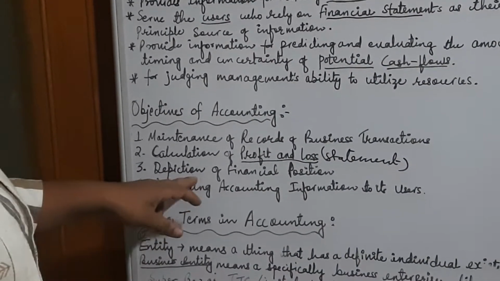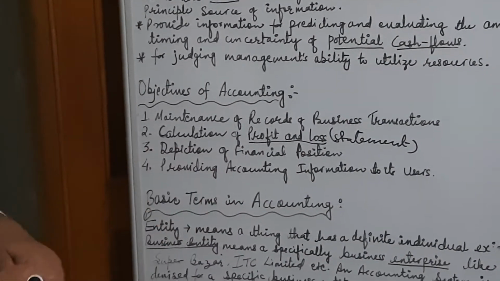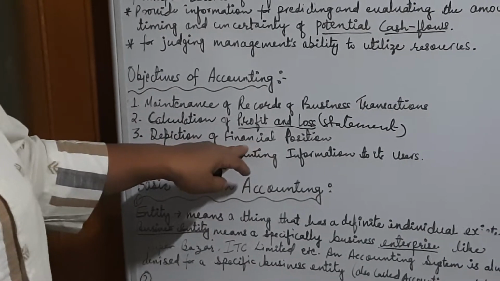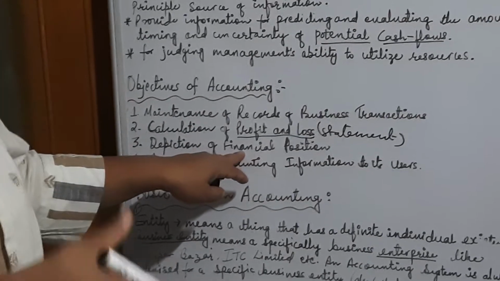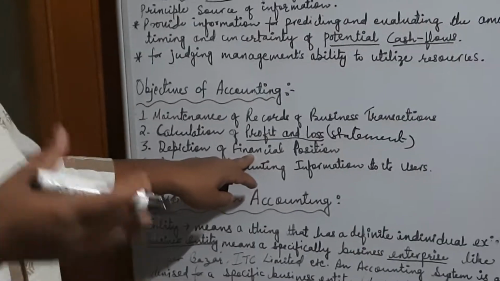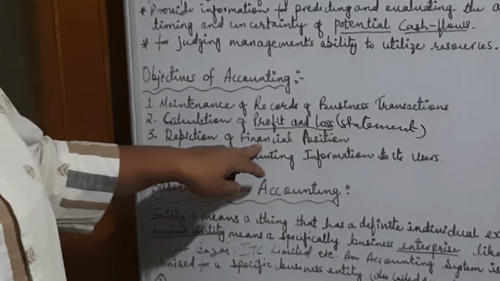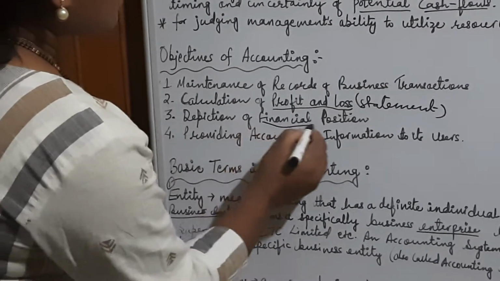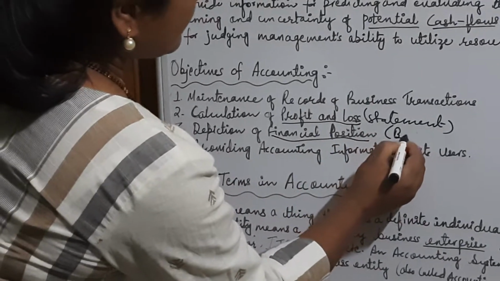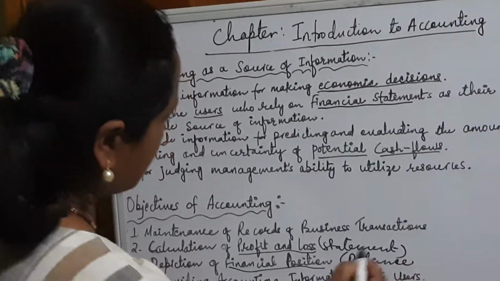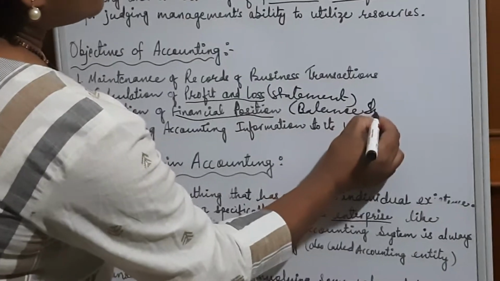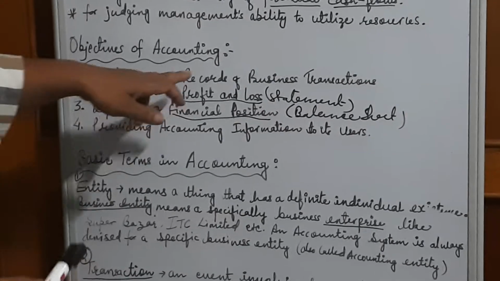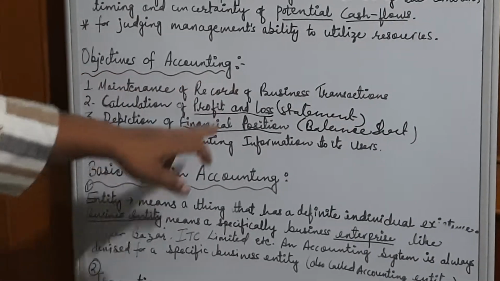Okay, now another one is depiction of financial position. Yes, depiction, they will show their financial position. Financial position means how much in assets they have right now and how much in liabilities, obligations to pay to others. That has to be shown by preparing the balance sheet. And by preparing the balance sheet, they can understand this financial position. The financial position of the business can also be understood after doing this accounting process.